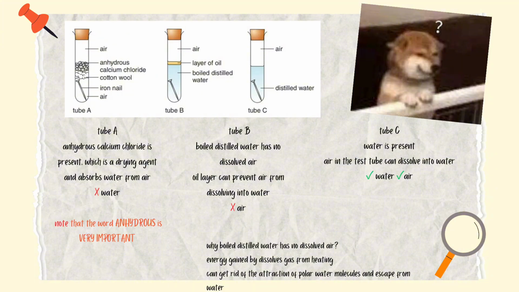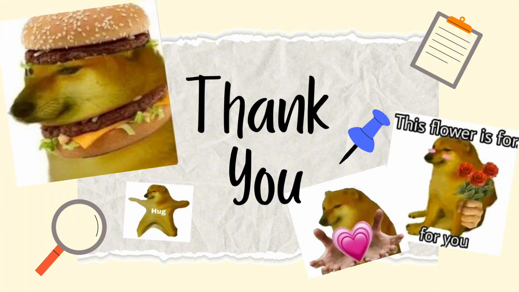For tube C, water is present, and air in the test tube can dissolve into water, so tube C has water and air in contact with iron and thus rusting occurs. This is the end of our sharing.